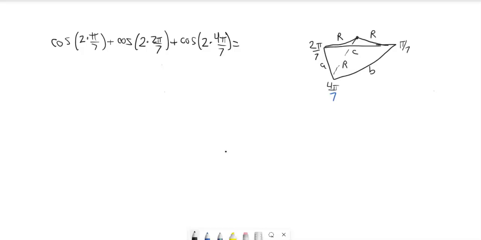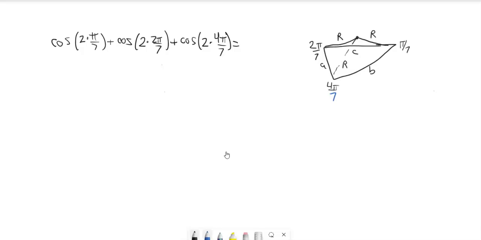In this video, what we're going to do is derive one more of these doubling identities. We add three of them together and we get a specific value. In this case, we will be doing the cosines this time. So we have the cosine of 2 times pi over 7 plus the cosine of 2 times 2 pi over 7 plus cosine of 2 times 4 pi over 7.